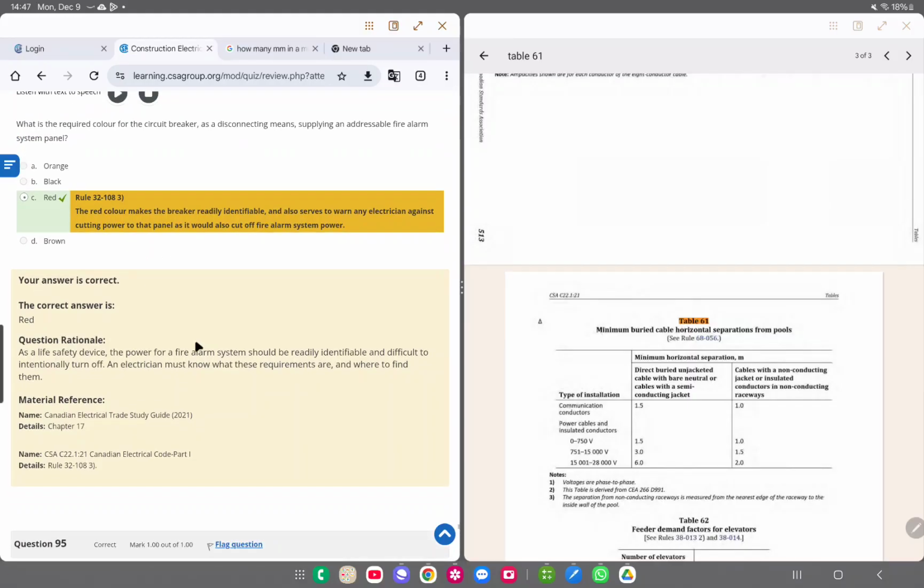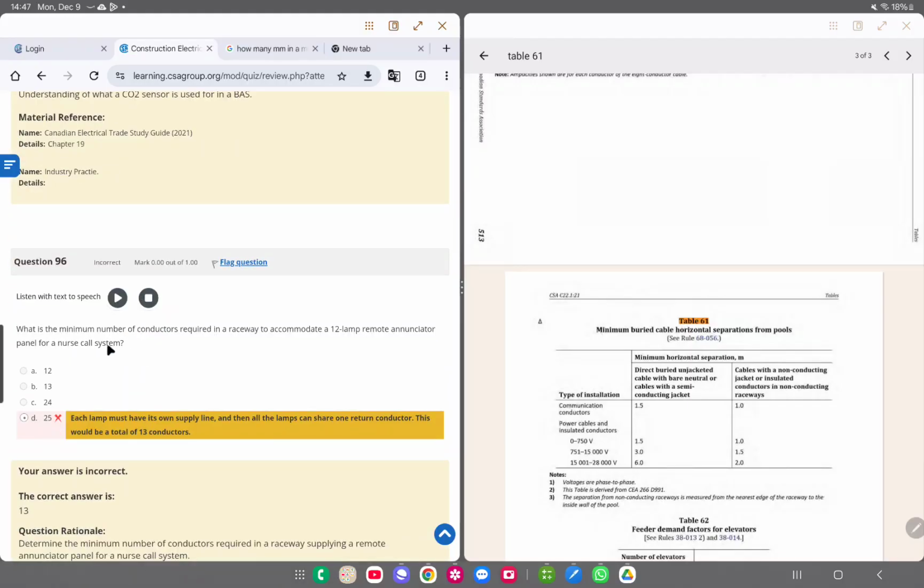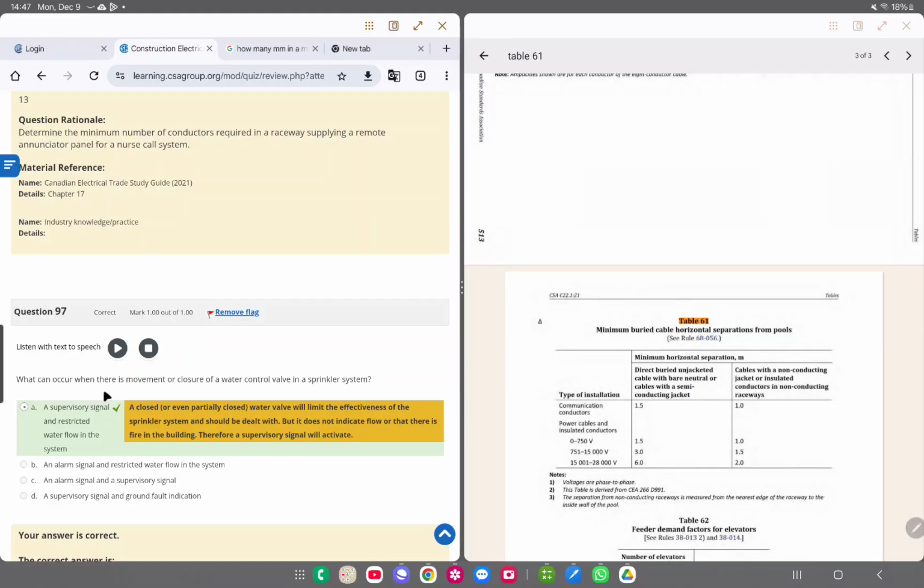What type of sensor is currently the best technology for most indoor air quality control applications? A carbon dioxide sensor. What is the minimum number of conductors required in a raceway to accommodate 12 lamp remote annunciator panels? It's 13.